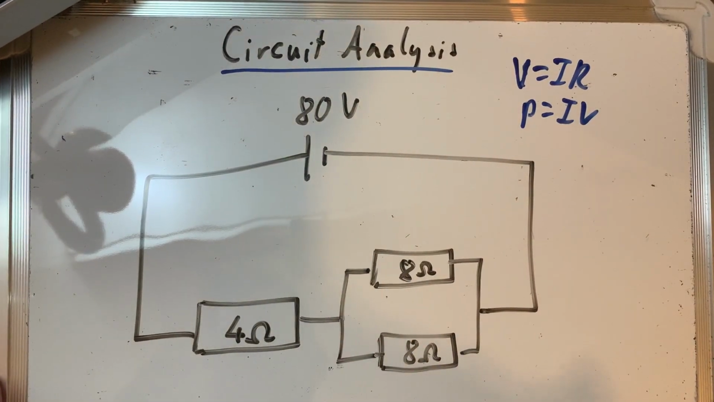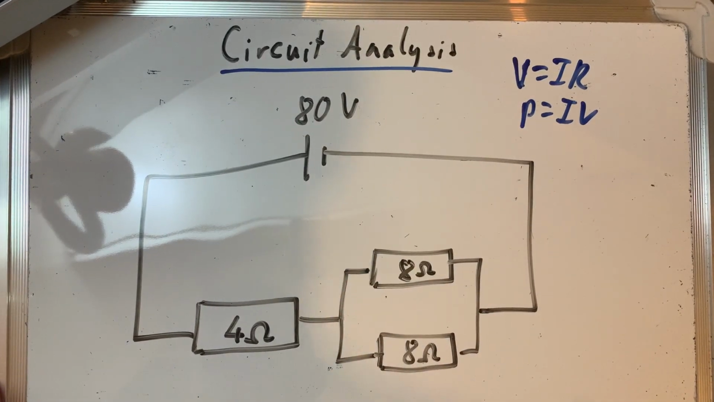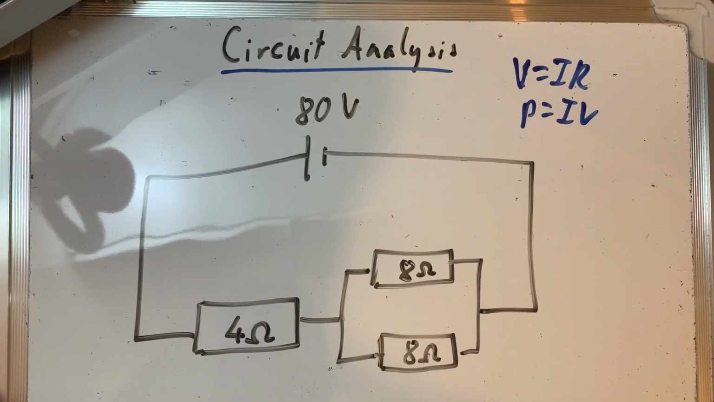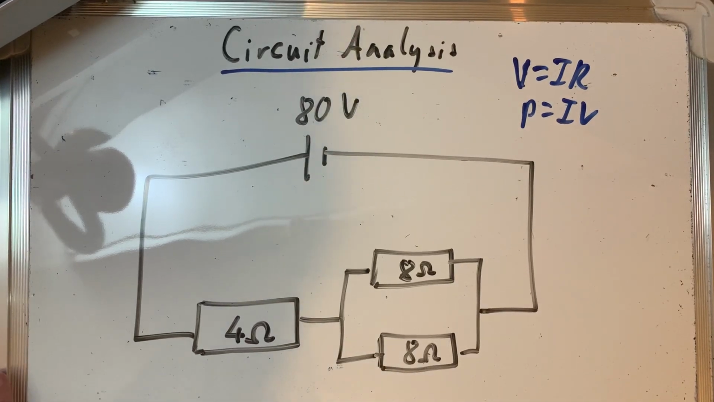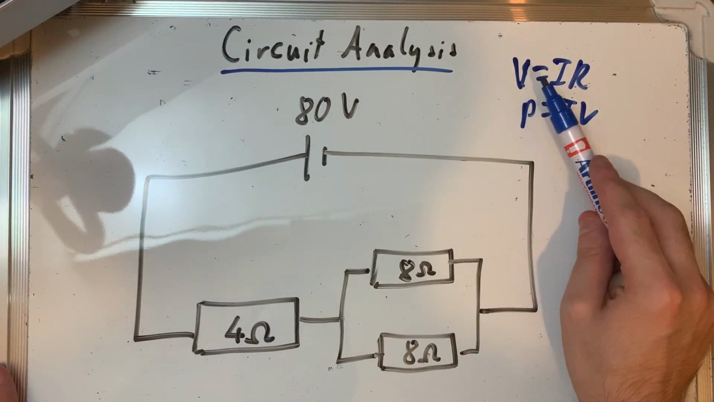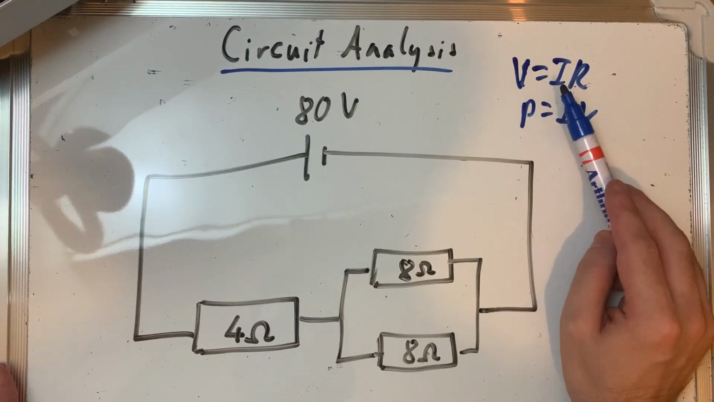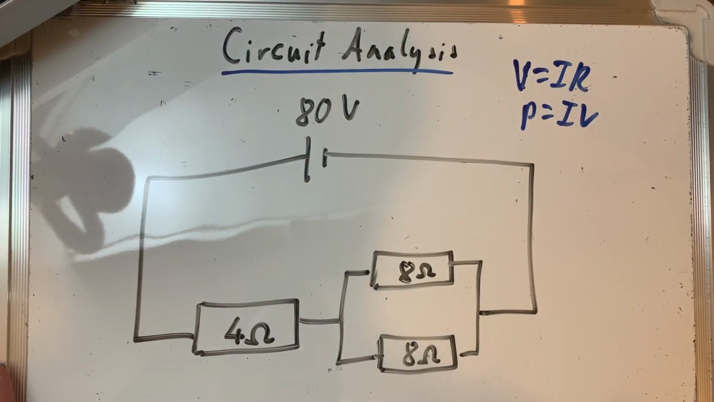There's a few different ways to do this. It's like a jigsaw puzzle. Certain pieces you can put in first. What I'm going to try to do is to work out the total current first. So apply these very carefully. They must apply to the same thing. Total voltage is total current times total resistance. So let's work out the total resistance first.